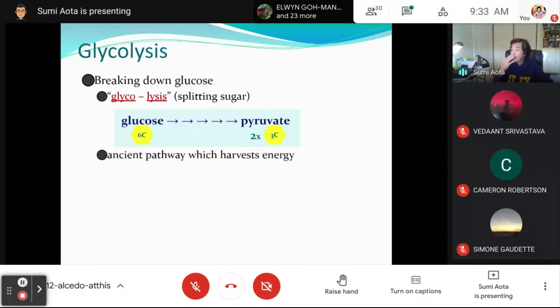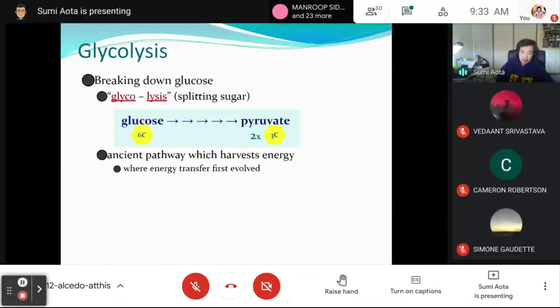Okay? This is a very old pathway. It's probably about 3.5 billion years old. It's where energy transfer first evolved. So this is the first form of energy transfer that would have occurred for living organisms. Every single organism on this planet uses it or some form of it. Doesn't matter if you're an archaean, a bacterium, a fungi, a protist, a plant, or a mammal. You're going to use some form of this method of energy transfer.